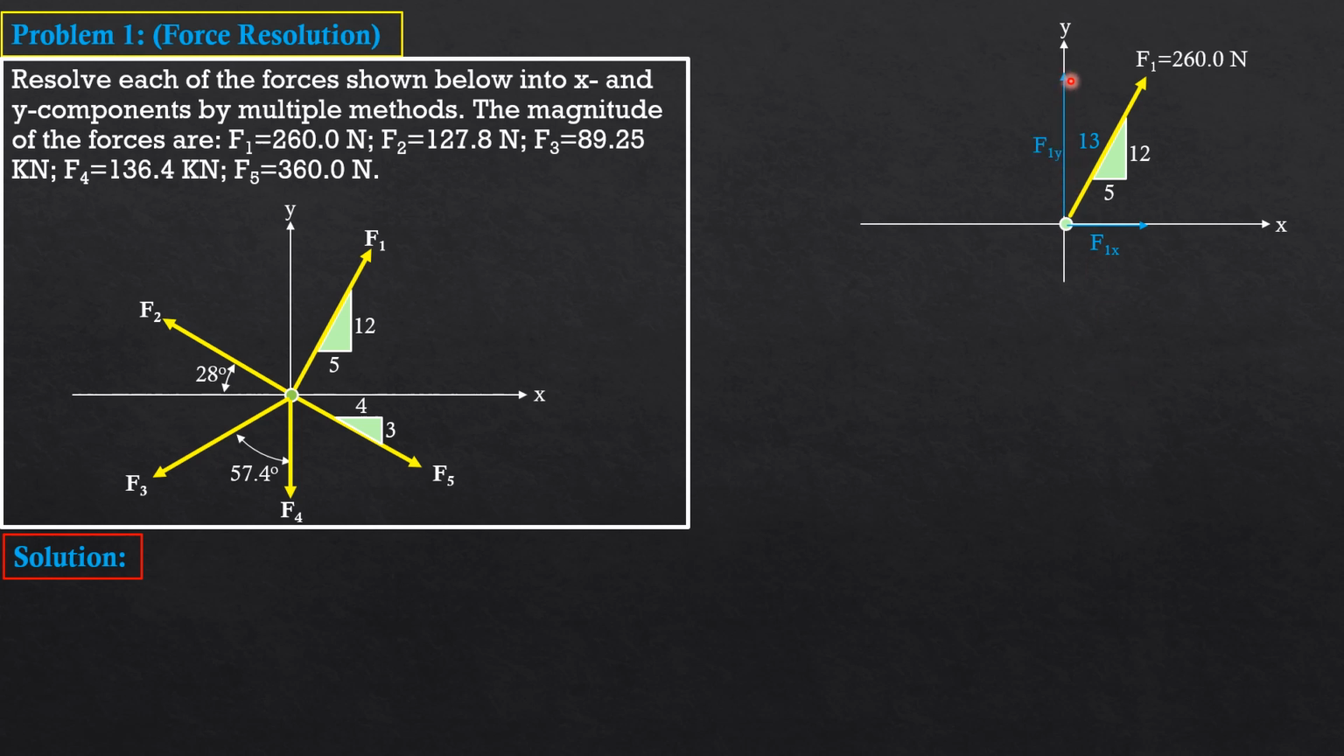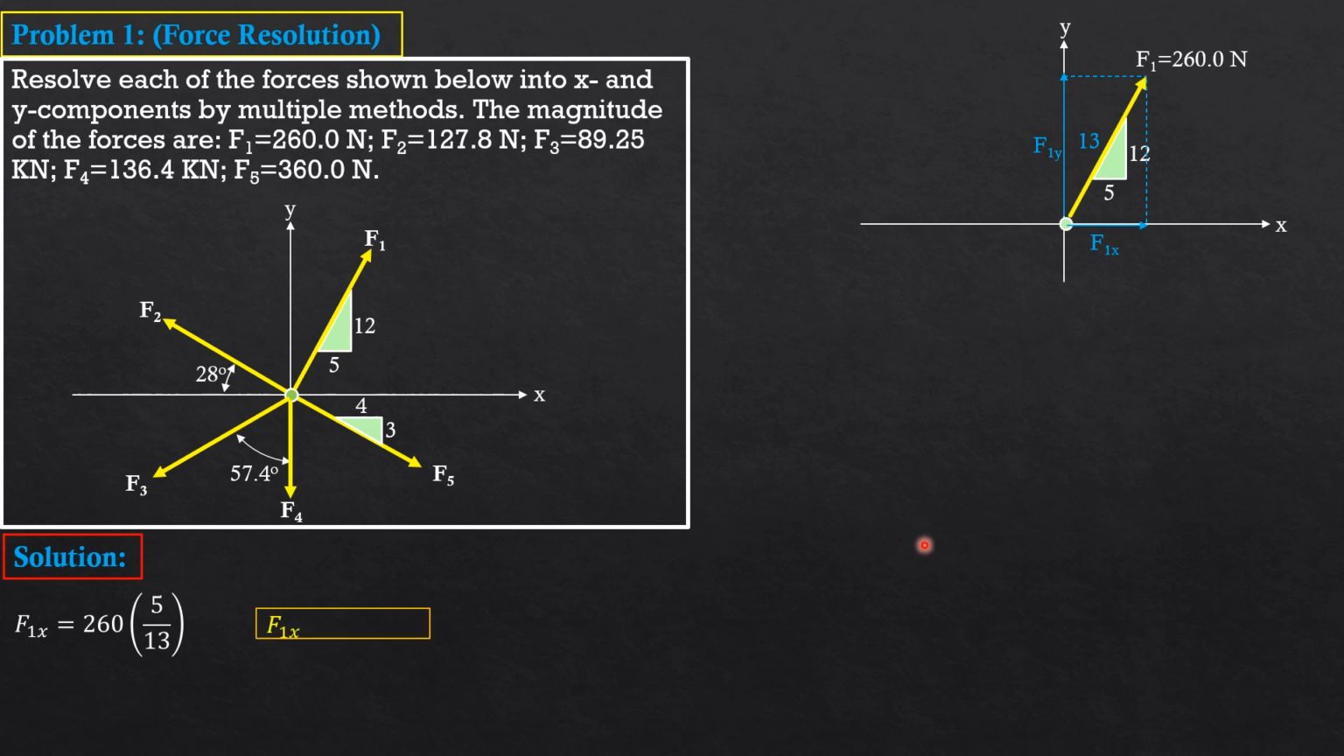So this is F1y, which is also expected to be positive. So again, F1x is magnitude of the force times x component of distance, which is 5, divided by distance, which is 13. Then this is positive because the force F1 lies in the first quadrant. The x component is directed towards the positive x direction as shown.